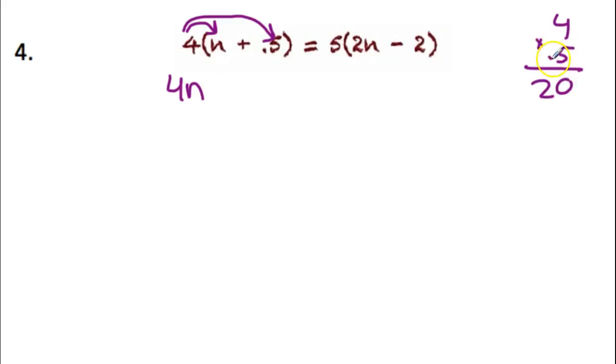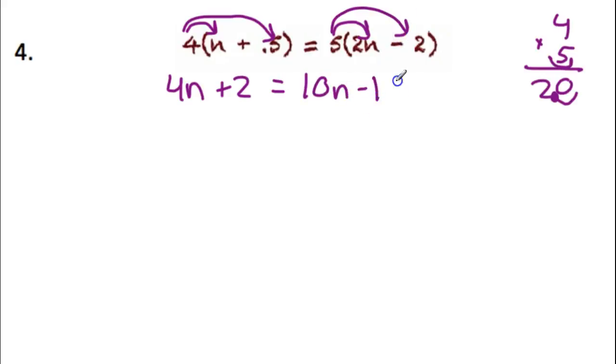When you have one decimal, or one number to the right of the decimal, I start over here, I go this way, put the decimal right there. So that's just 2. So 4n plus 2 equals, I'll distribute this side, 5 times 2n equals 10n. 5 times negative 2 is minus 10. Alright, so I distributed. Now I want to get the variables on one side and the constant terms on the other side.